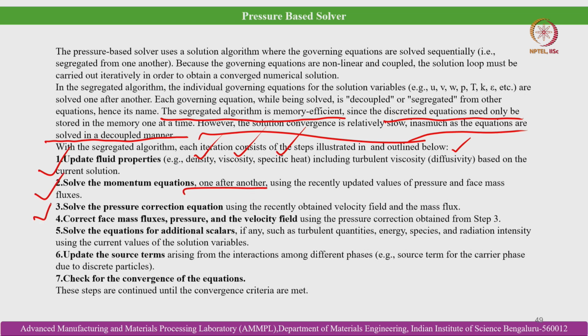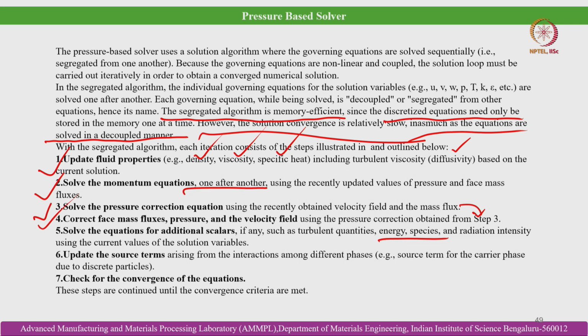Then number 3 is to solve the pressure correction equation using the recently obtained velocity field and the mass flux. Number 4 is to correct the phase mass flux values, pressure and the velocity field using the pressure correction obtained from the step above, that is step 3. And then solving the equations for additional scalars, like we have discussed grain density; it can be turbulent quantities, it can also be radiation quantities and others, and also energy and species equations are solved later on, after the pressure correction equation and the momentum equation.